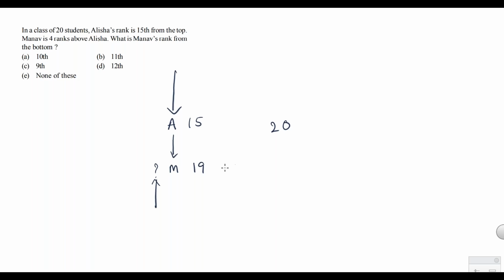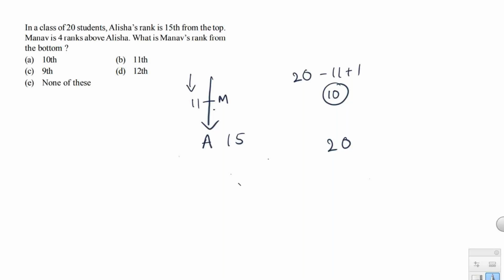So Alisha's rank is given. Alisha is 15th from the top. Okay, so Manav is 4 ranks above Alisha. Alisha is 15, and Manav is 4 ranks above Alisha, which means Manav's rank should be 11th. He is 4 ranks above Alisha, so he is 11th rank from the top.